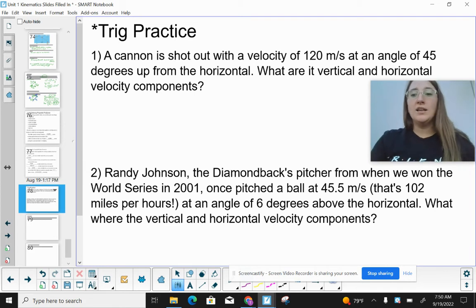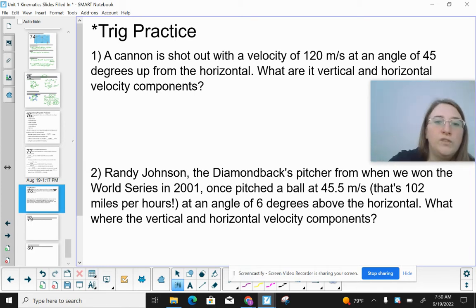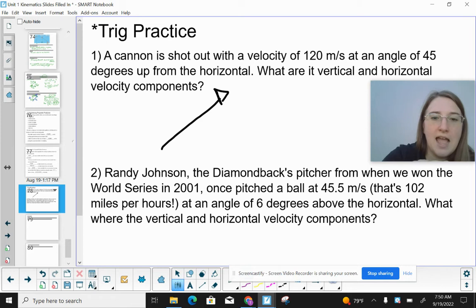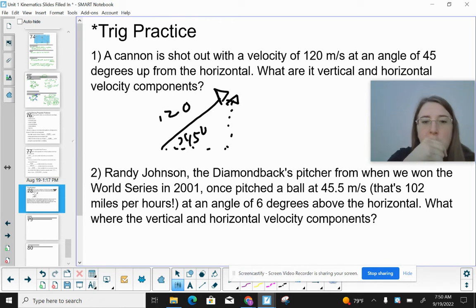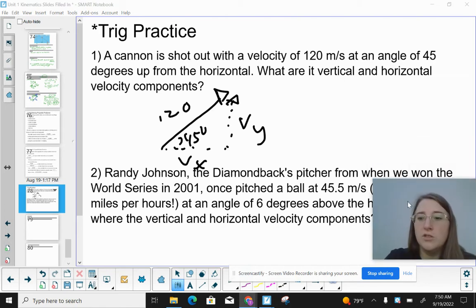Okay, so if it says a velocity of 120 meters per second, that's the total velocity. That is the diagonal hypotenuse, right? At an angle of 45 degrees up from the horizontal. So this is 120. I have a 45-degree angle here. Excuse my terrible labeling. And I want to find the vertical and horizontal velocity components. Again, these are the x and y velocity components. So here is my Vx, or my Vh, and my Vy, or my Vv for vertical. So this is trig.